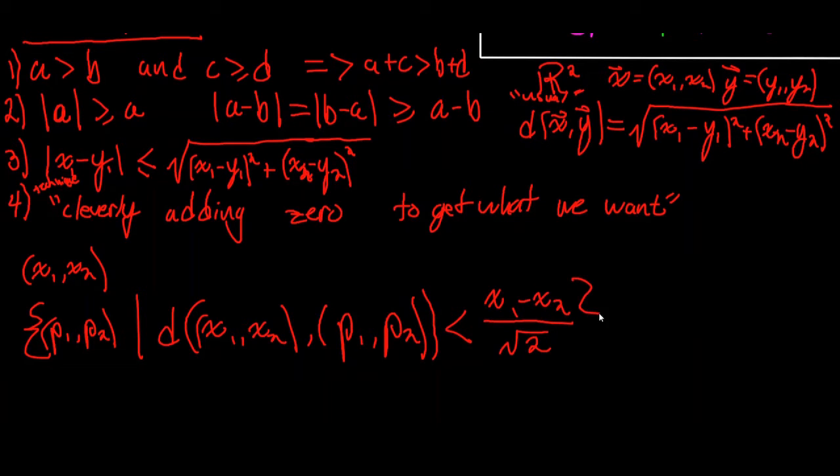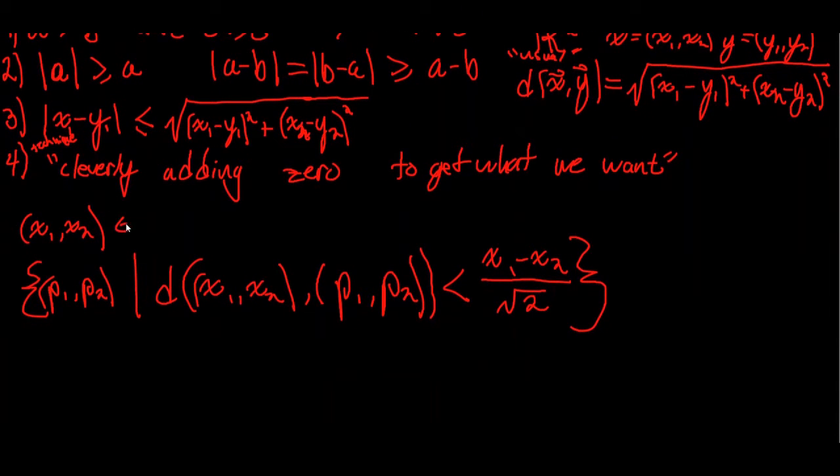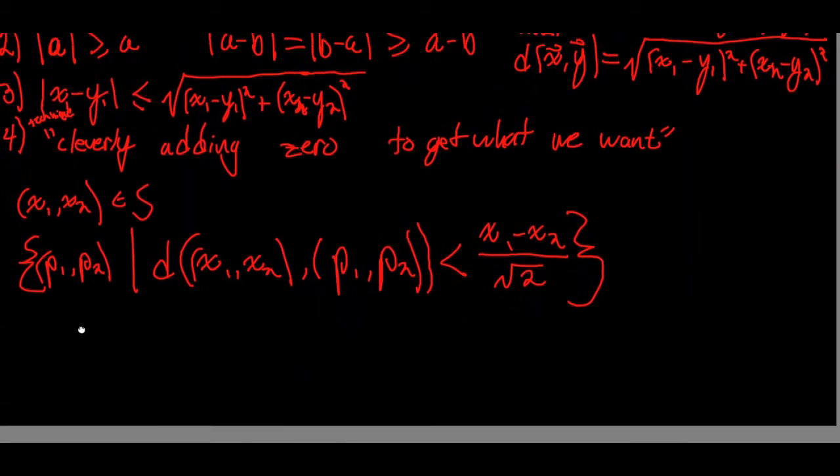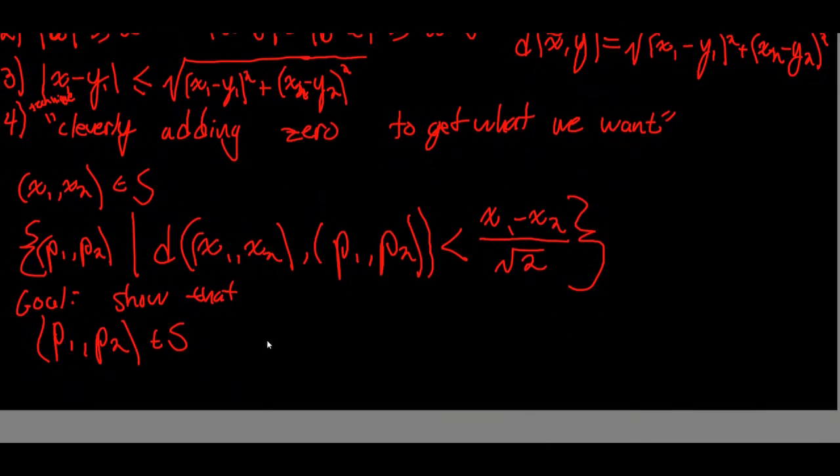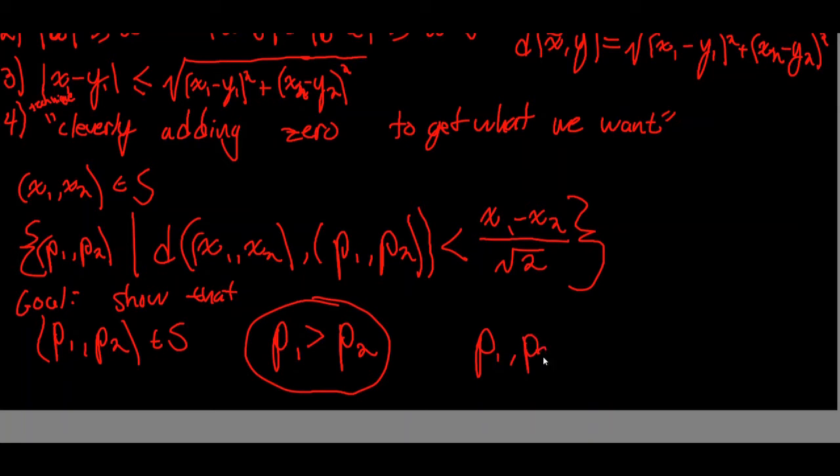Our goal is to show that any point in this open ball centered at x1, x2, which is in S, our goal is to show that p1, p2 is in S. But remember, if we're able to show that p1 is strictly greater than p2, then we've immediately shown that p1, p2 is in S. So remember, if p1 is greater than p2, then that implies that p1, p2 is in S.